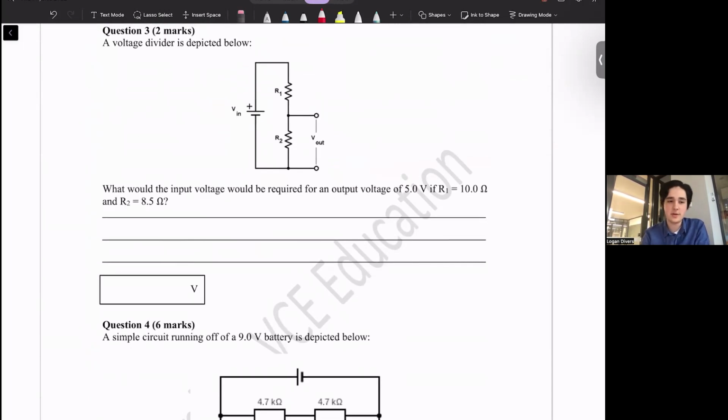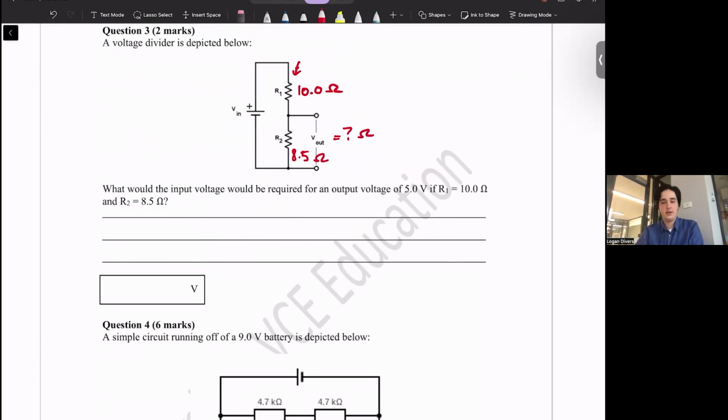You've got a voltage divider right here. For question 3, and this is a 2-mark question. That's pretty standard with most of these, almost single-step questions. So, what would the input voltage be required for an output voltage of 5 volts if R1 is 10 ohms? Oh, and a bit of a backtrack actually. Here are those funny squiggly resistors that I was talking about before. And if R2 is 8.5, that was, we don't know that.